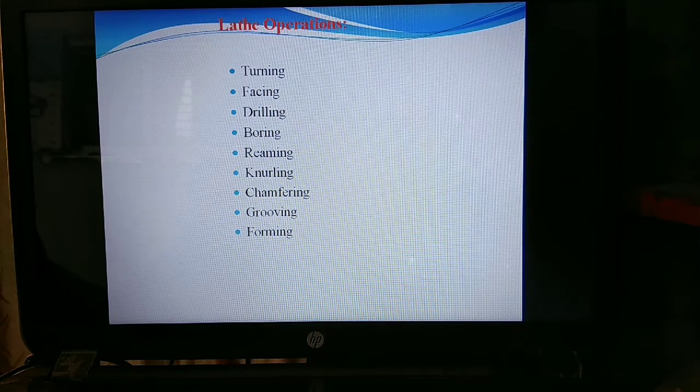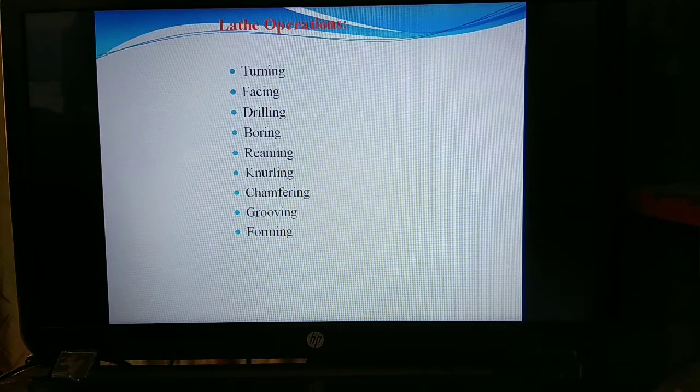As shown in the figure, turning, facing, drilling, boring, reaming, knurling, chamfering, grooving and forming operations are there. So students, please go through the figures of various lathe operations. Here see the position of the workpiece and tools. It is important for each operation.